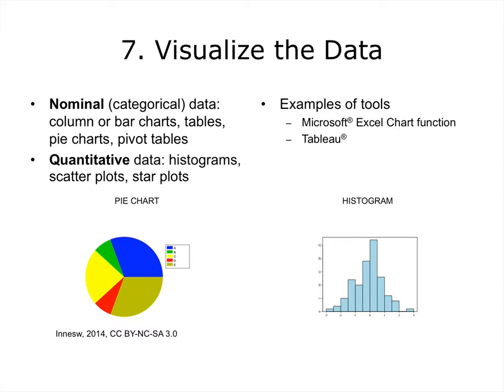Choose a visualization that is appropriate for the type of data. For example, categorical data can be represented with column or bar charts, tables, and pivot tables, while quantitative data can be shown with histograms and a wide variety of other types of graphics, such as scatter plots and star plots. Some common tools are Tableau and Microsoft Excel's chart function.